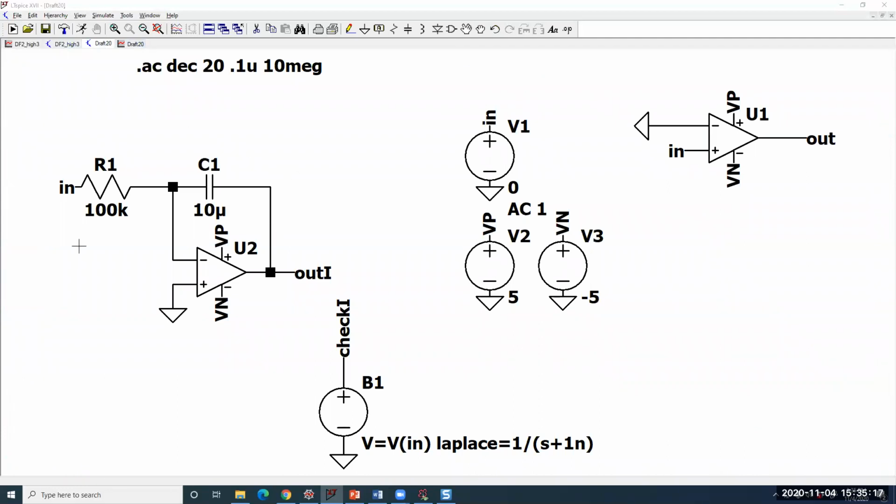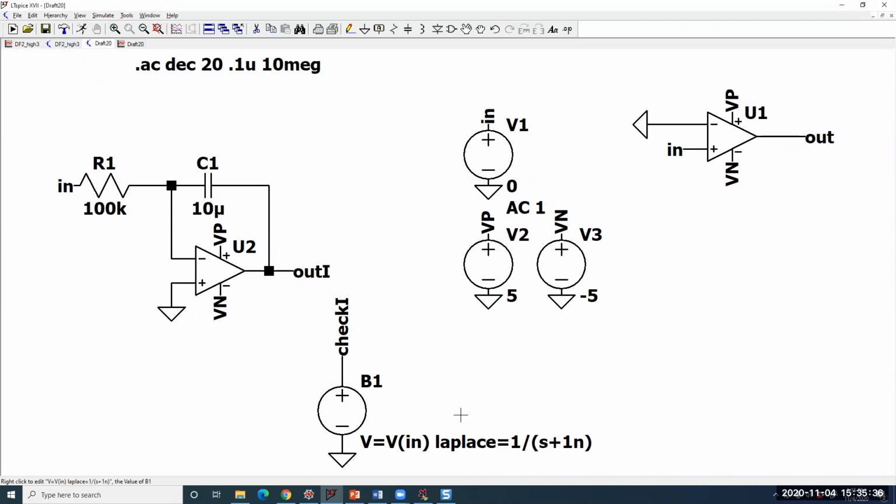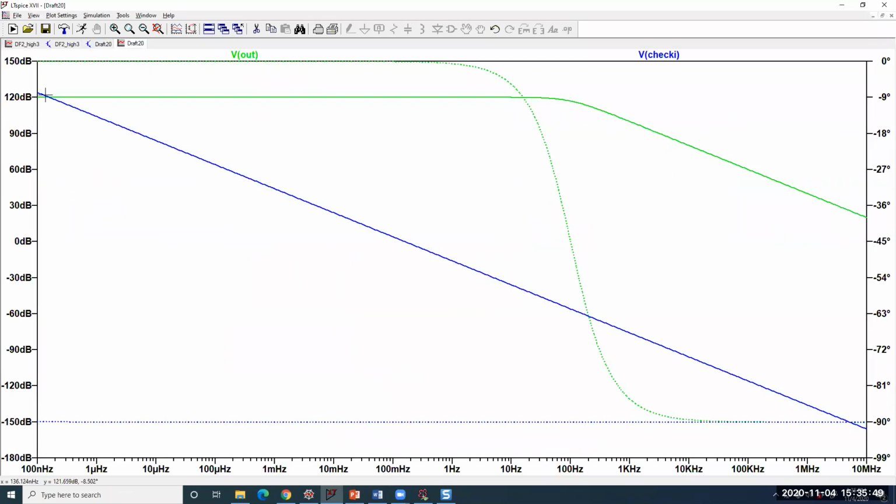Now, this is an inverting integrator, and its transfer function is -1 over S, right? Based on those values. Now, to do this in a behavioral voltage source, you can do 1 over S, but you have to add a very small number, otherwise you get a divide by 0 error. And so this is the check integrator, right? So let's just plot that. And so this blue line is that integrator, right?